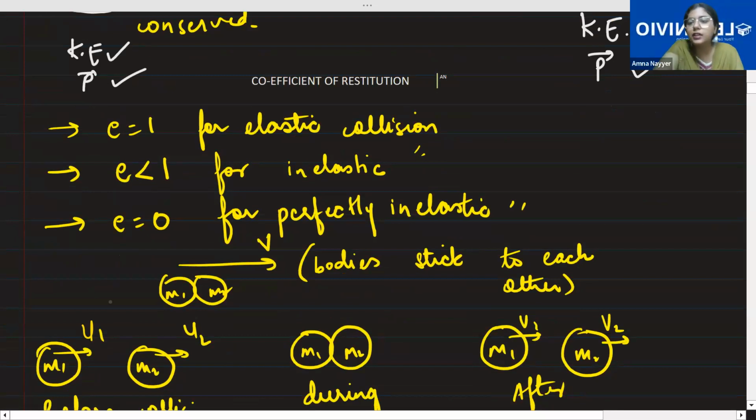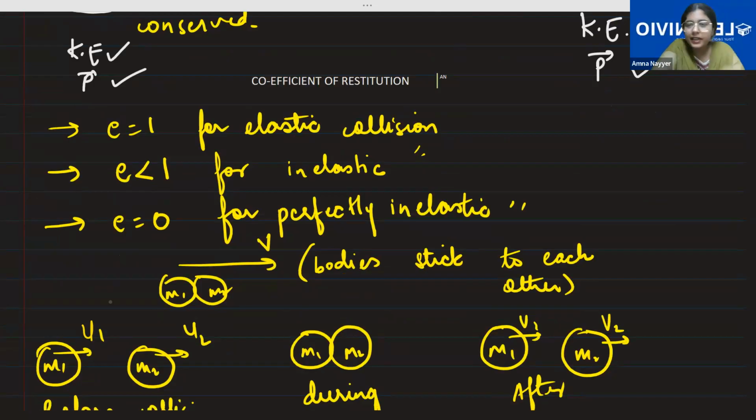Now the term coefficient of restitution. It's basically the ratio of velocities: the velocity before the collision and the velocity after the collision. So it's basically the ratio of these two. Why is its value important for us? Using the value of the coefficient of restitution, we can predict what kind of collision it is.